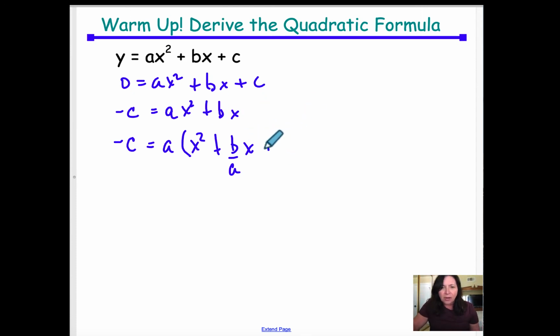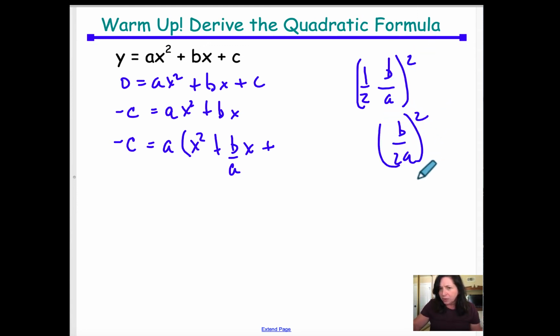So to figure out what I'm going to be adding to both sides when I complete the square, remember we take that b over a term, right? We take half of that term, half of b over a, and then you square it. So we have b over 2a quantity squared, which is basically b squared over 4a squared.